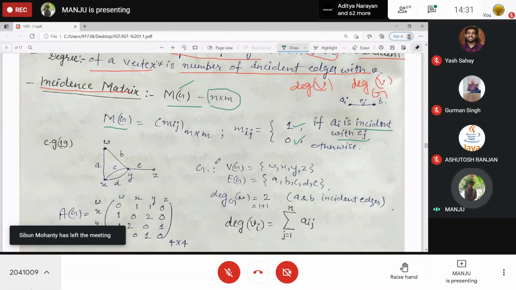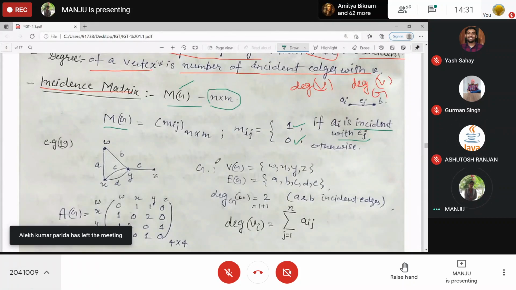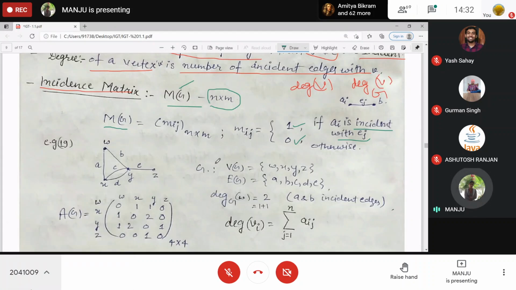What about Y? With C, D, and E, it is 1. Again B, right? 1. At A, Y is not an endpoint of A, right? That's why corresponding to A, the first entry will be 0, the others 1, 1, 1. Right? What about Z?